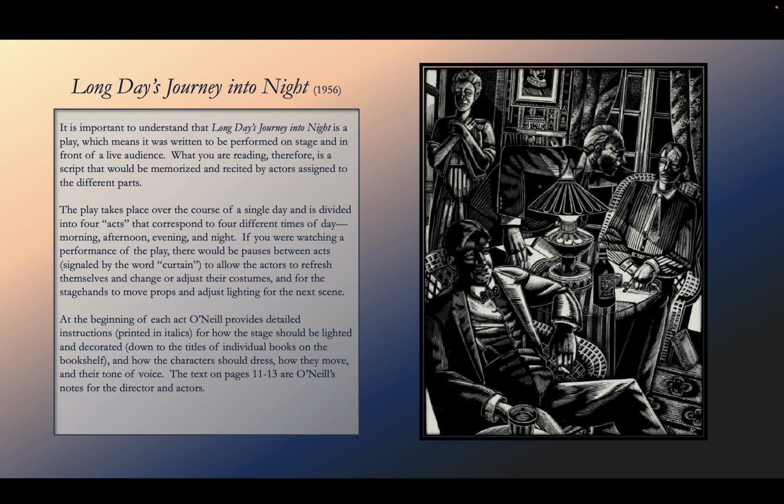And he tells us how the characters should dress, how they should move, what they should be doing with their hands, for example. This is particularly the case with Mary Tyrone, and then their tone of voice. So the text on pages 11 through 13 of the book are O'Neill's notes for the director and for the actors.